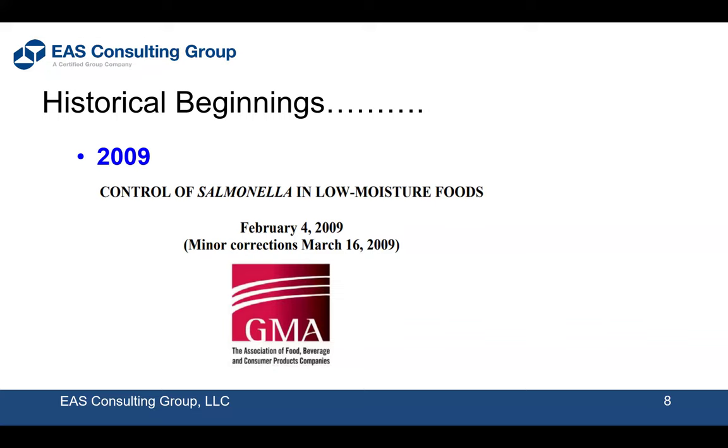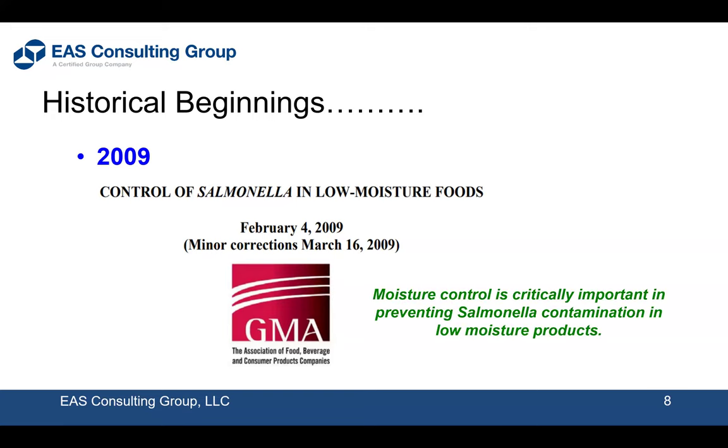If I remember correctly, at that time it was also the beginning of looking into Salmonella as a potential environmental contaminant. I had developed a course on Salmonella control in the environment with Dr. Siliger prior to the issuance of the GMA control of Salmonella in moisture foods. In there, the summary, essentially, I would say, is that moisture control is critically important in preventing Salmonella.